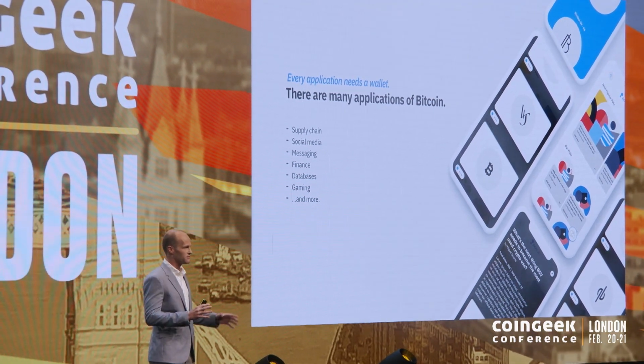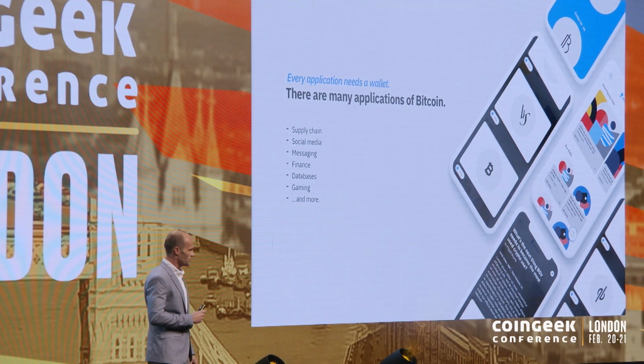So I'm trying to keep this very high level and abstract. You can dig down into the details, though. Supply chain is an example where you want to put not just the money, but the tracking of things on the blockchain. You need a giant global public database for that.